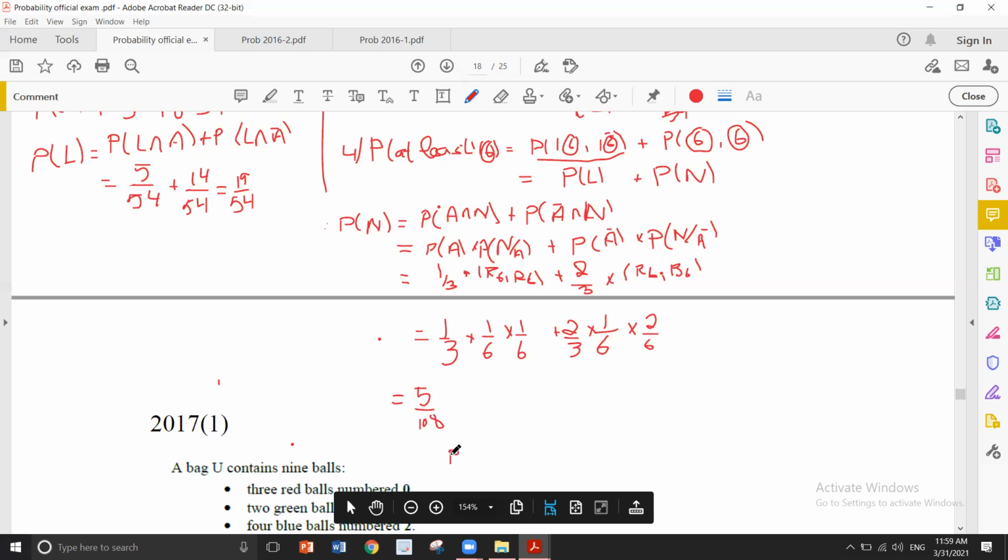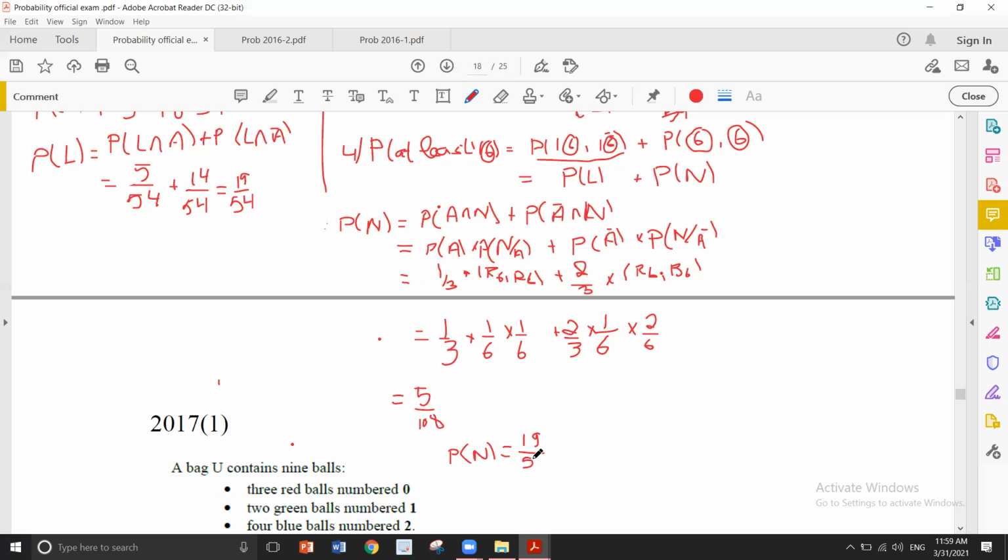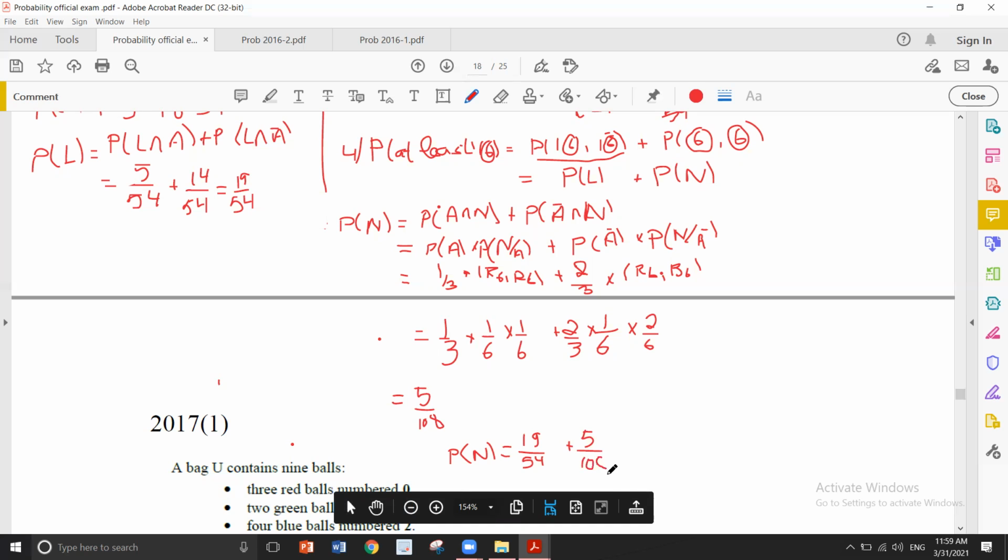So the probability of N will be equal to the probability of L, which we found 19/54, plus 5/108. We get 43/108.